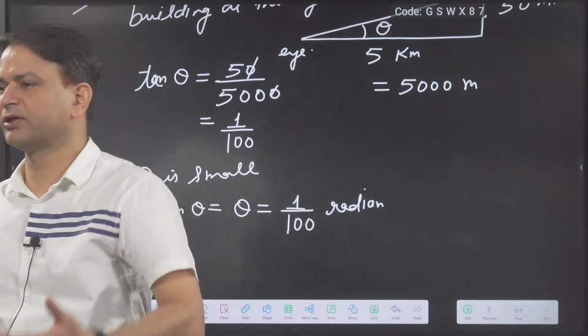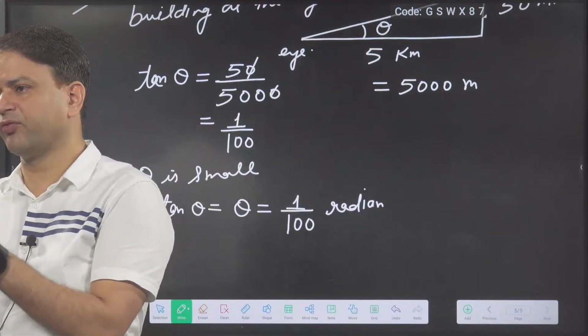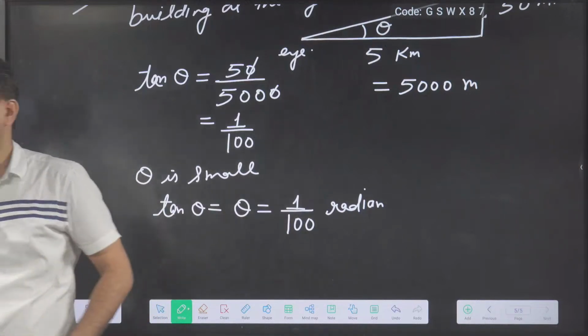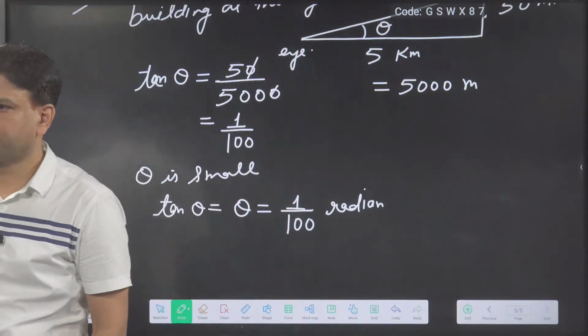Suppose they have given the option in degree. Then you will convert this radian into degree by multiplying by 180 by pi. Okay, so I think everybody understood.